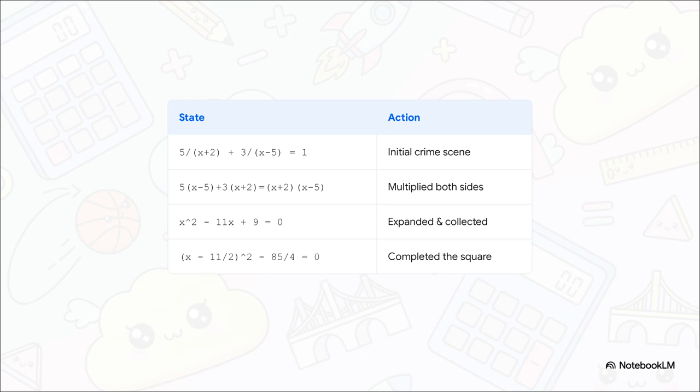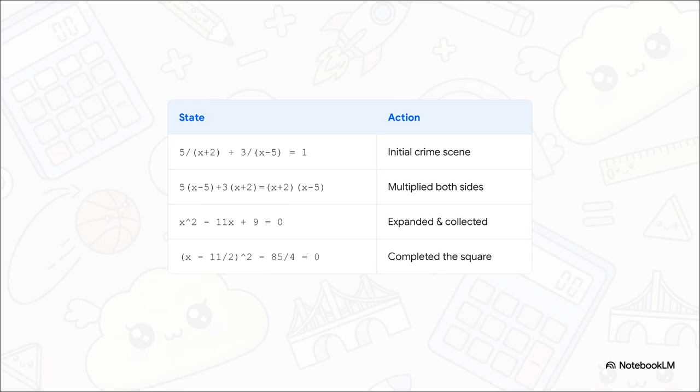We have a flat, linear string of terms. Then, for Step 2, we expand those brackets and pull absolutely everything to one side, collecting like terms. Watch as it perfectly resolves into a clean, quadratic equation, x squared minus 11x plus 9 equals 0. But we aren't done yet. For Step 3, we complete the square.